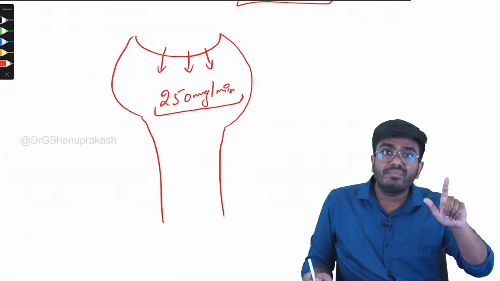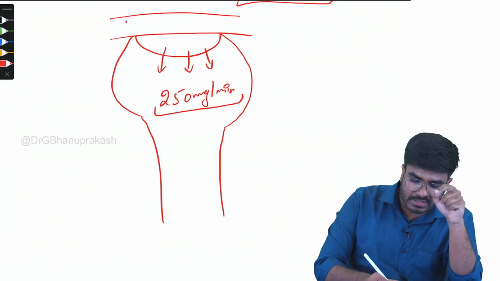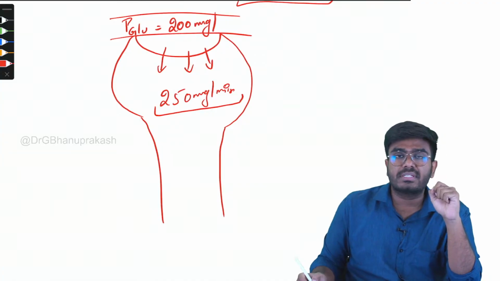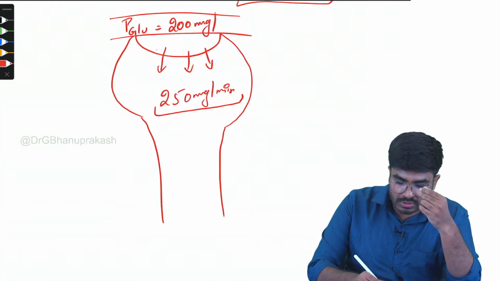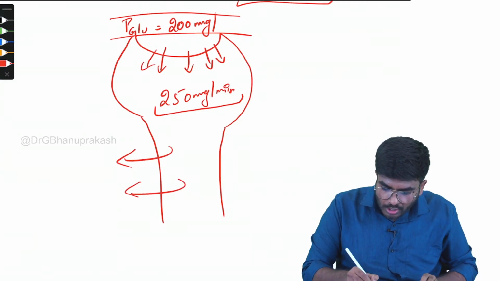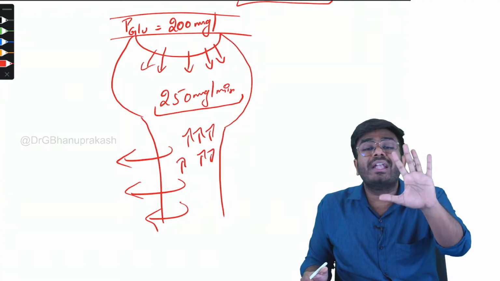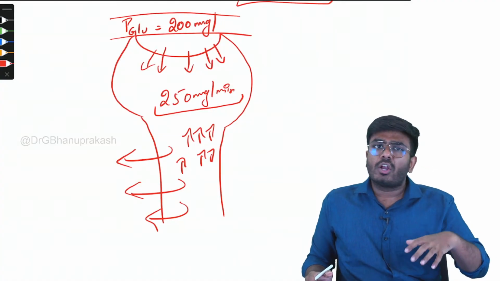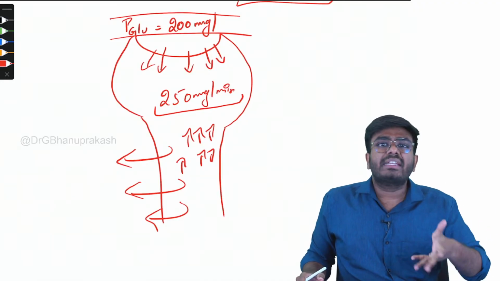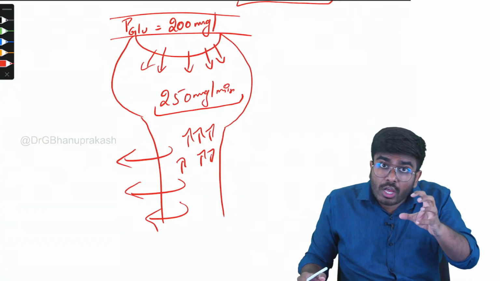Normal filtered load of glucose is 125. But whenever you increase the plasma glucose concentration to 200 milligrams, what happens? More glucose is getting filtered. Now, can these nephrons reabsorb all the glucose? If there is lots and lots of glucose here, now the nephrons are not having such a capacity. Okay, not all the nephrons. There are some nephrons, out of 3 million nephrons, a few nephrons, for example, 10,000 or 20,000 nephrons, they are not having a capability to reabsorb this much amount of filter load.